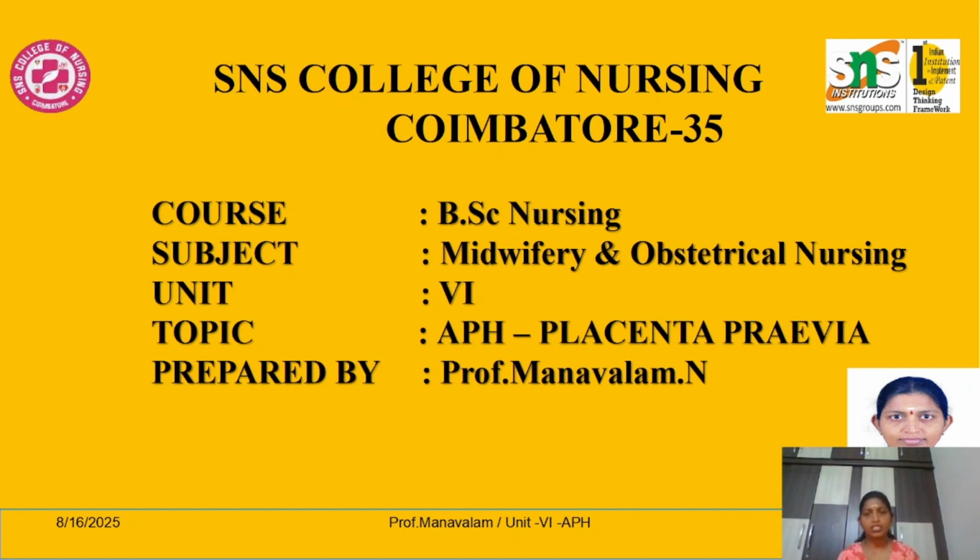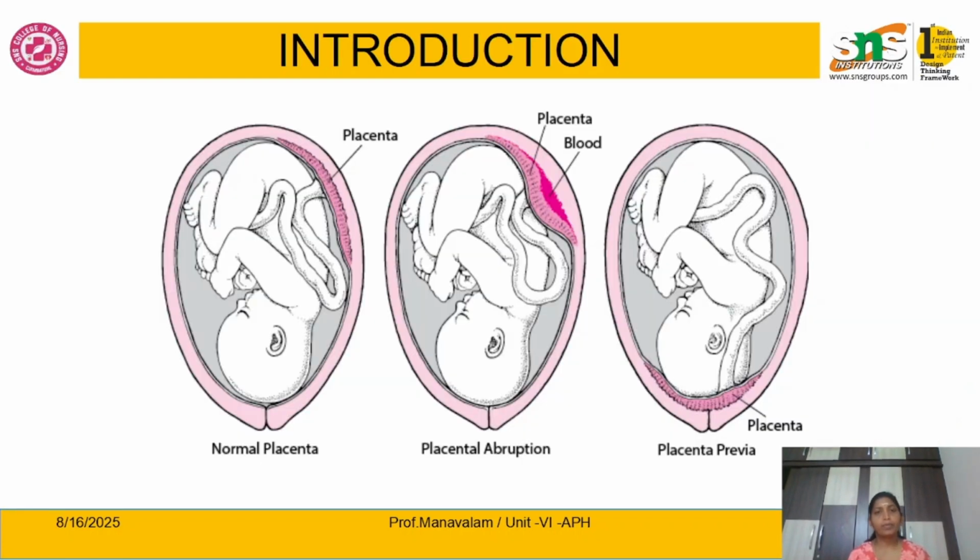uncertainty as well as challenges. One such challenge is APH, antepartum hemorrhage. It commonly occurs after 28 weeks of pregnancy. So antepartum hemorrhage is nothing but the bleeding that occurs from the genital tract after 28 weeks of pregnancy. It is one of the major reasons for antenatal mortality and morbidity.